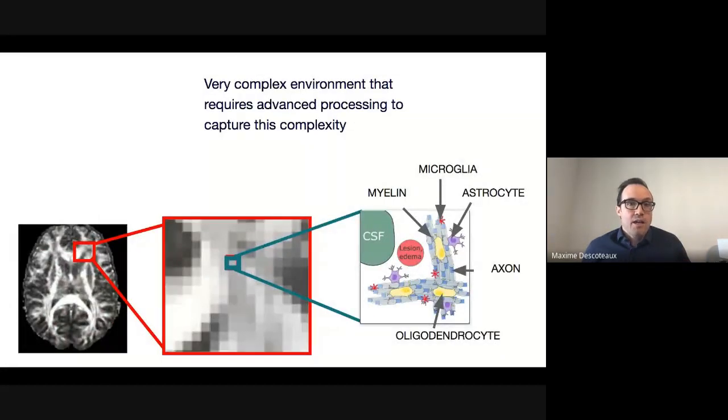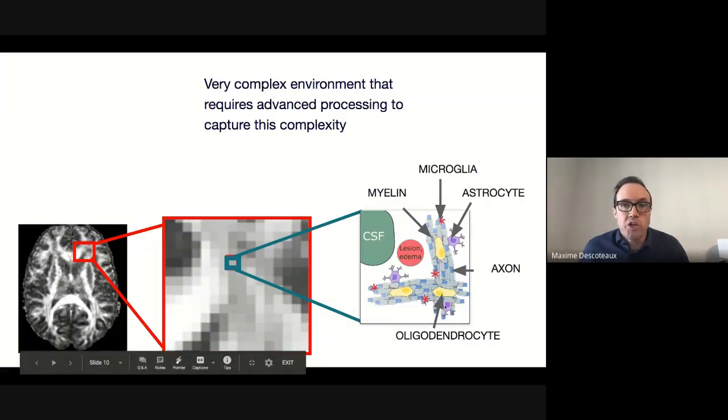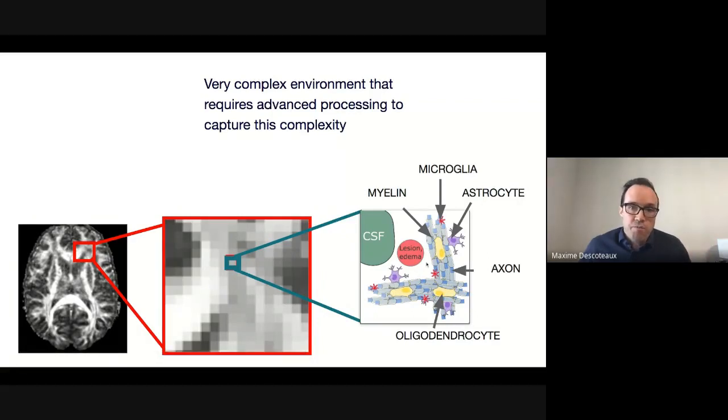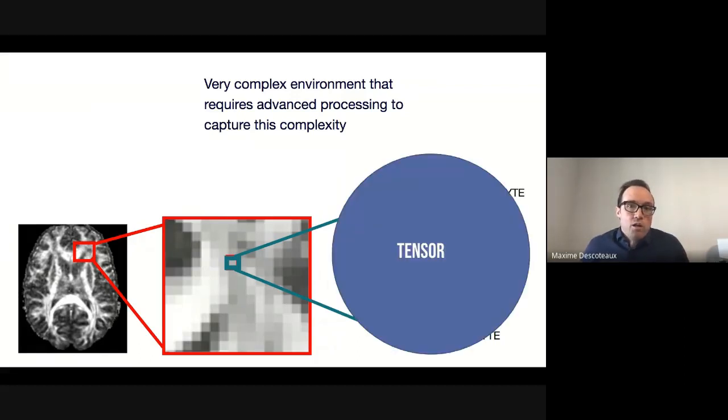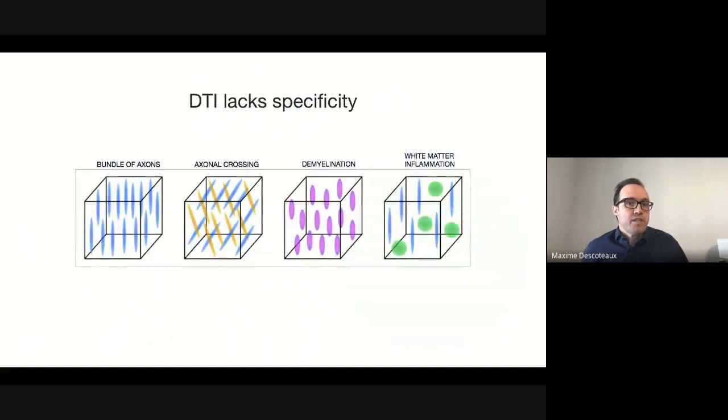However, like we said before, the environment can be a lot more complex than a single fiber population. You can have crossing fiber populations, each population has its own environment. You can have pathology, contamination with CSF. And essentially, the tensor model will take just an average of everything going on there. And so even though it's sensitive, it's highly unspecific.